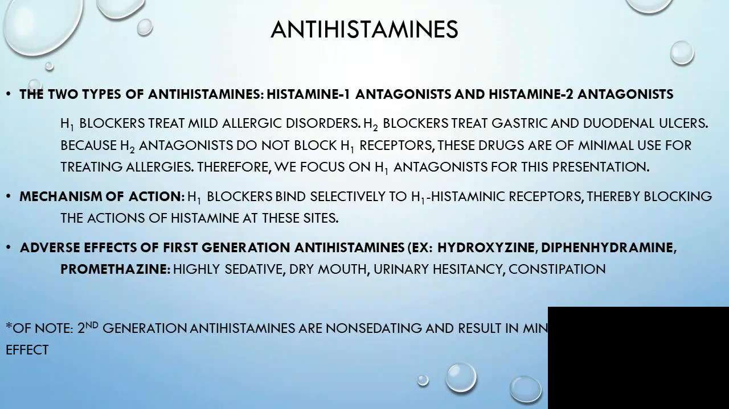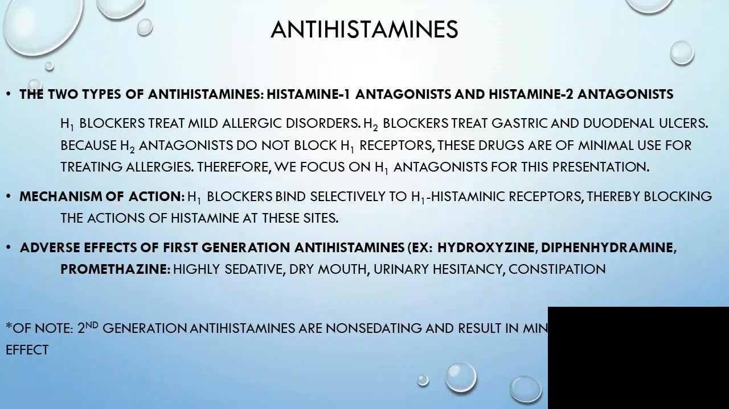There are 2 types of antihistamines. We have histamine 1 antagonist and histamine 2 antagonist. H1 blockers treat mild allergic disorders. H2 blockers treat gastric and duodenal ulcers. Because H2 antagonists do not block H1 receptors, these drugs are of minimal use for treating allergies, although they are sometimes used. Therefore, we do focus primarily here on H1 antagonists.